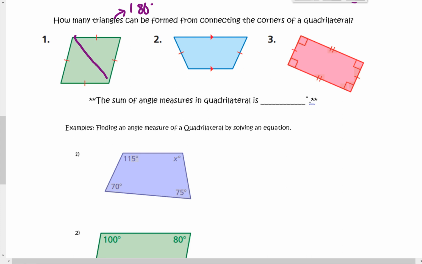If I were to connect that corner, how many triangles does that form? Well, we see 1, 2. What about the second one if we connect corners? 1, 2. And with our rectangle, if we connect corners, we again have 2 triangles. In each of these triangles, we know that there's 180 degrees. This is not a coincidence, because the sum of angle measures in a quadrilateral is going to be 360 degrees, since each quadrilateral is made of 2 triangles.